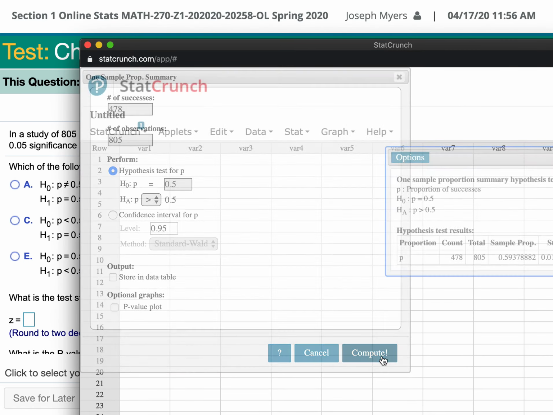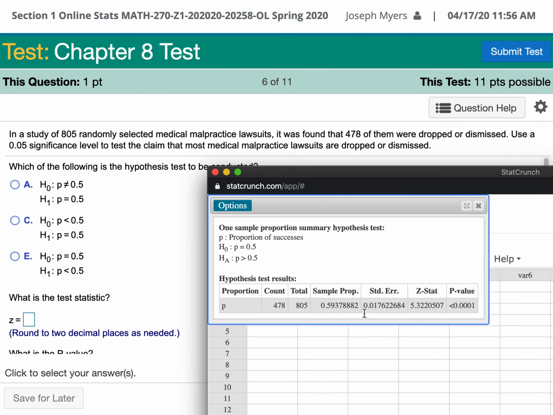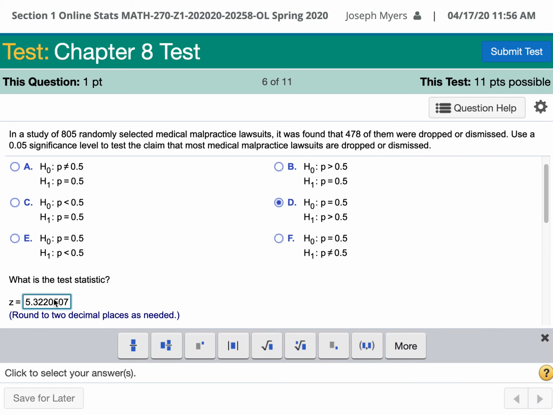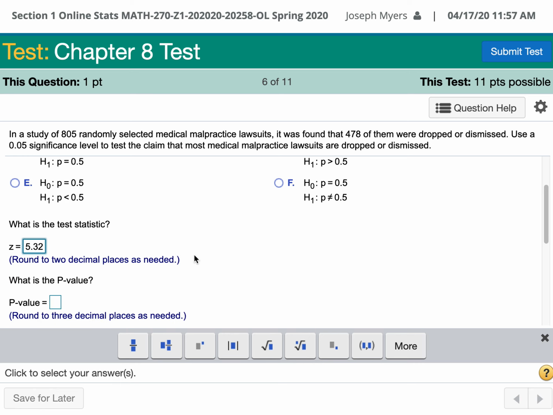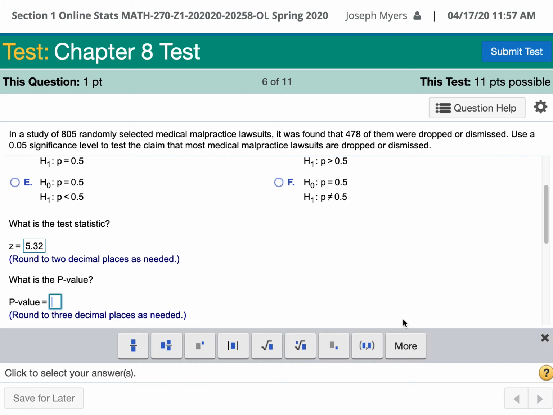Alright, then click compute. So we get the z statistic, which is that number right there. And I'll put that in, rounded off to 2 decimal places. And then the p-value is also over here. The p-value is less than 0.0001. So if I round it off to 3 decimal places, I just have to put in 0.000.